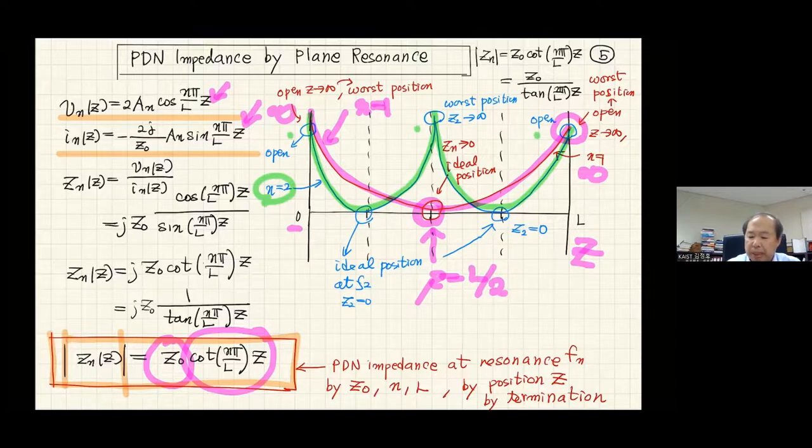Please remember that when we are designing the PDN impedance, our target impedance is going to be around milli ohm or micro ohm. That means that only in certain areas can we have that impedance. So we have to selectively choose the position of your device.